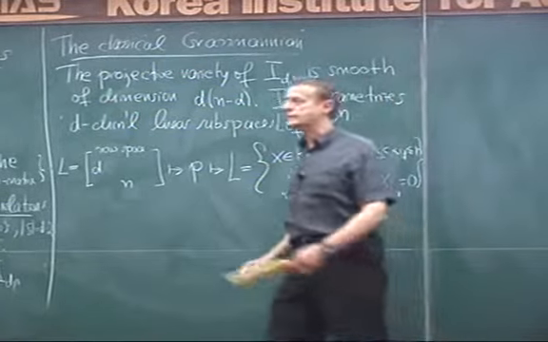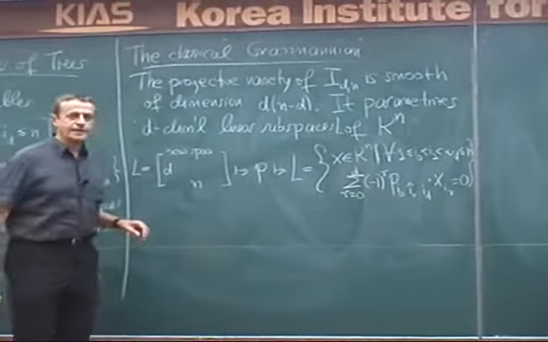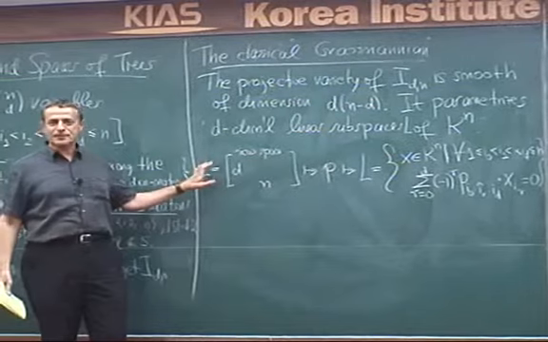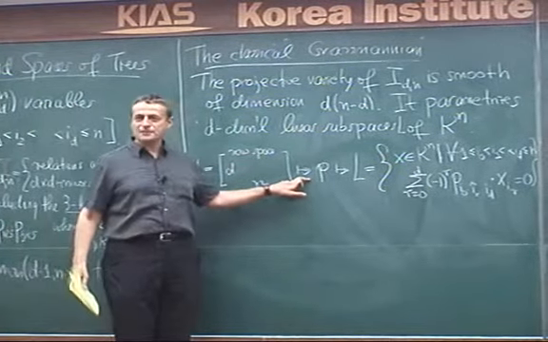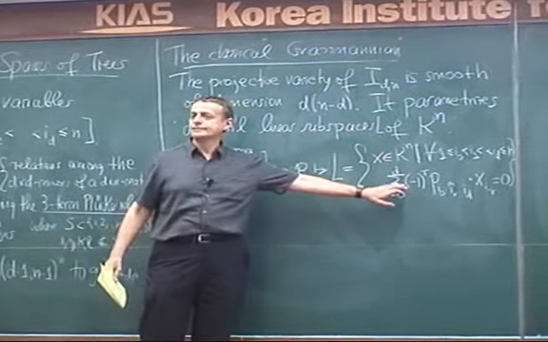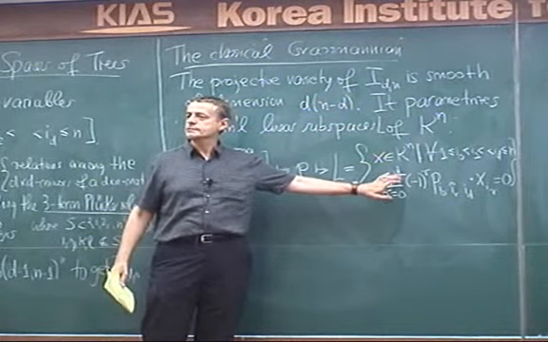Okay? So you have to check this. So this is a little linear algebra exercise. You start with the linear space, you write down the maximal minors, and then you go back, and you get the same linear space. Okay?